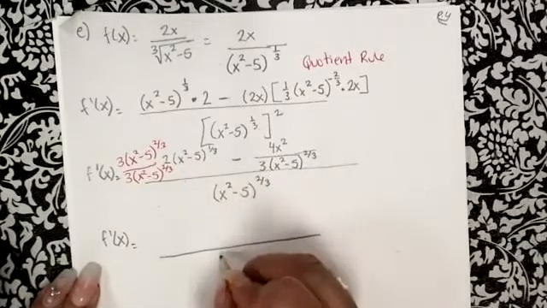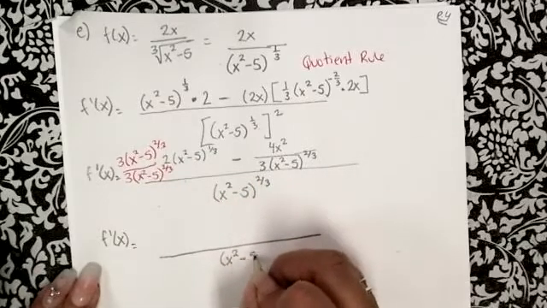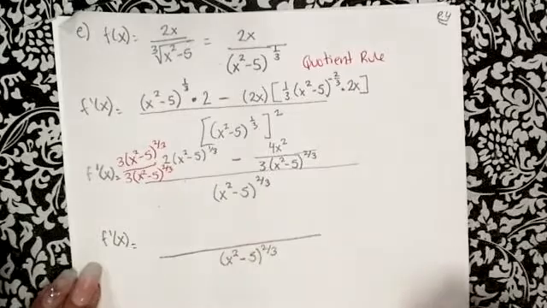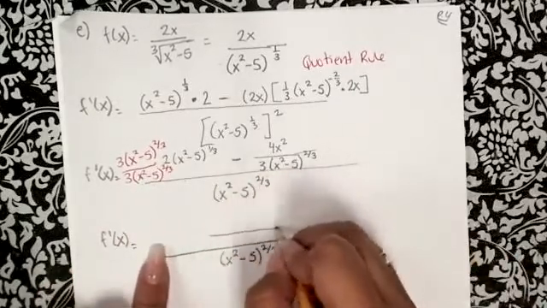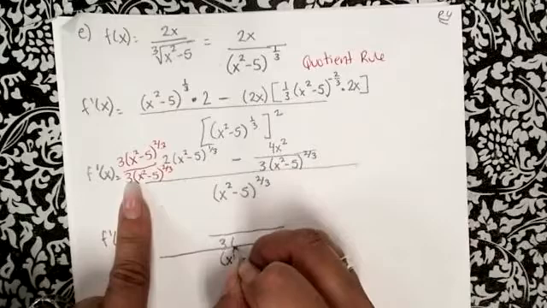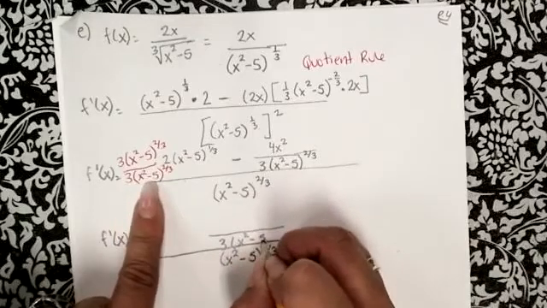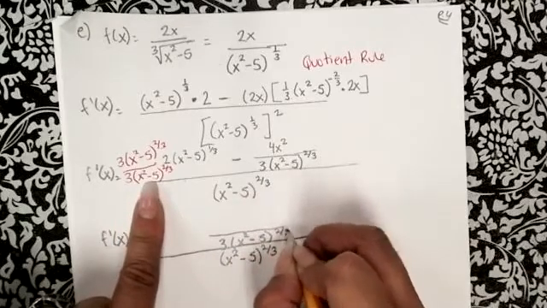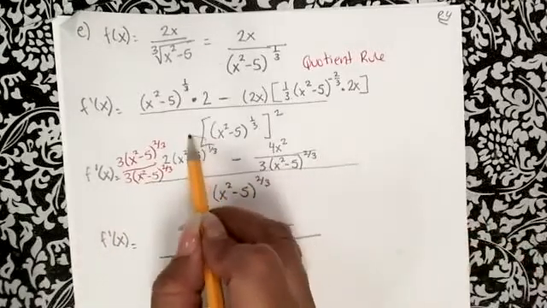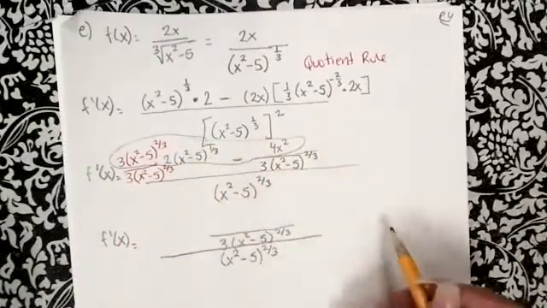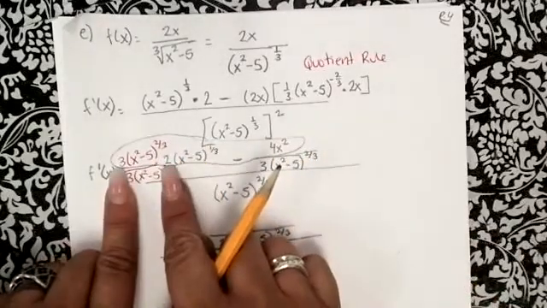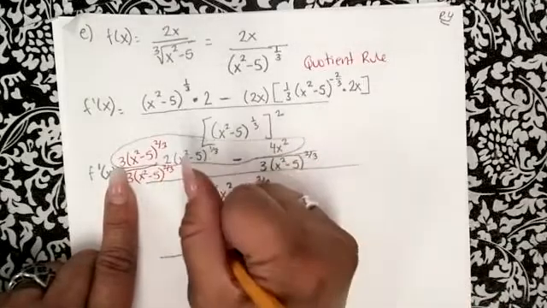This is still the bottom. Now my denominators match each other. So that's going to be a 3x squared minus 5 raised to the 2/3 power. And now on the top, this is what I'm left with. So I'm left with 2 times 3, which is going to be a 6.